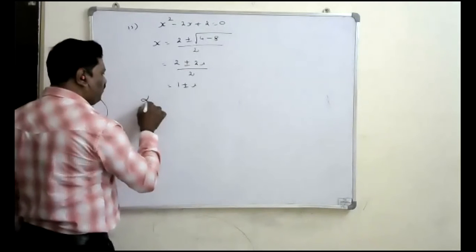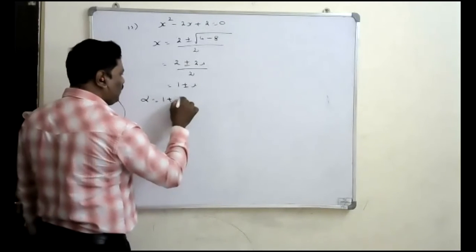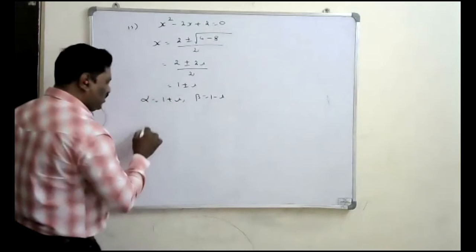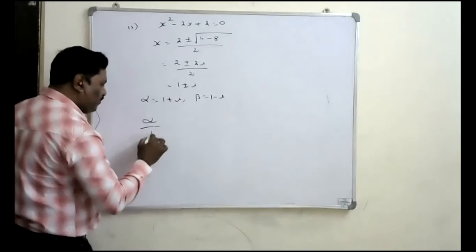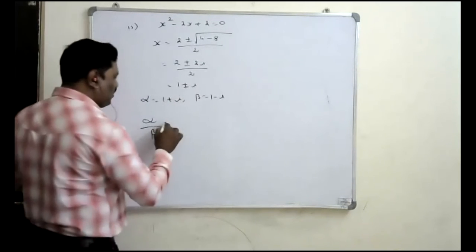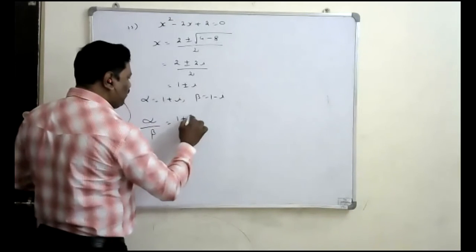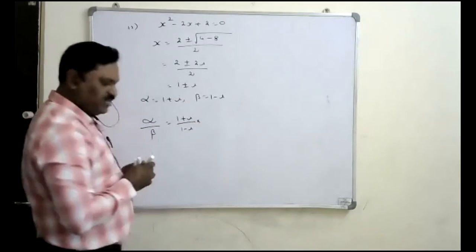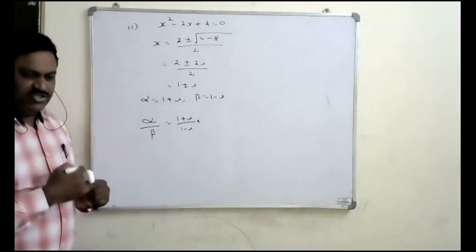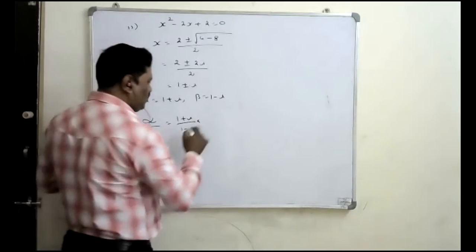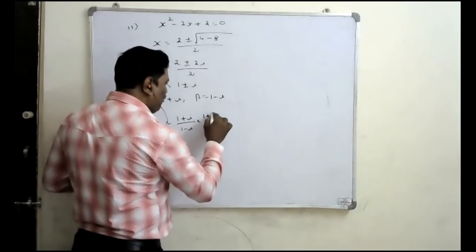So let's take alpha is equal to 1 plus i and beta is equal to 1 minus i. Now we will calculate the value of alpha by beta, the ratio of these roots. It is 1 plus i by 1 minus i. Whenever you find a complex number in the denominator, immediately rationalize it: multiply and divide by the conjugate of the denominator, 1 plus i.